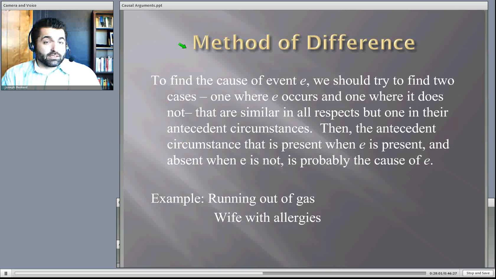Method of difference, the second method, when we're talking about causation. To find the cause of event E, we should try to find 2 cases, one where E occurs and one where it does not, that are similar in all respects but one in their circumstances. Then the antecedent circumstance that is present when E is present and absent when E is not is probably the cause of E.